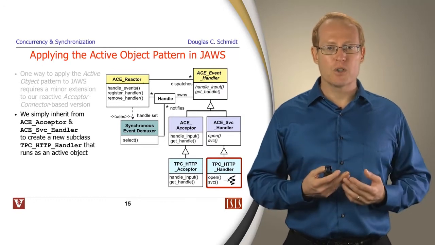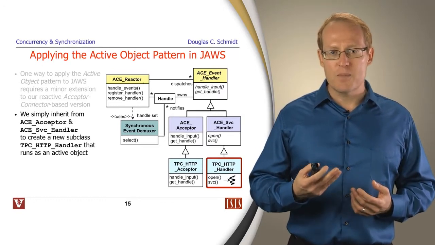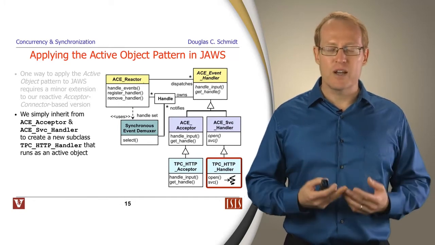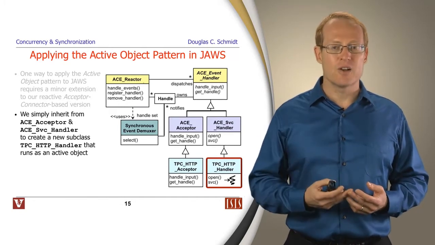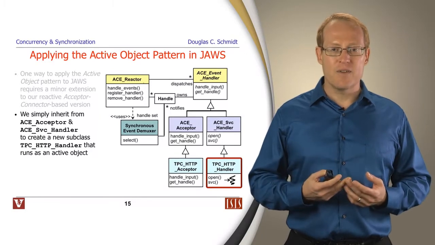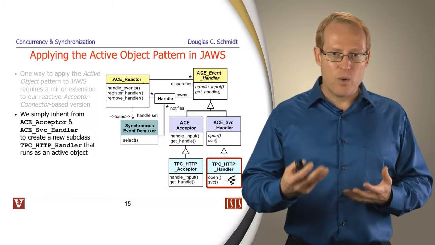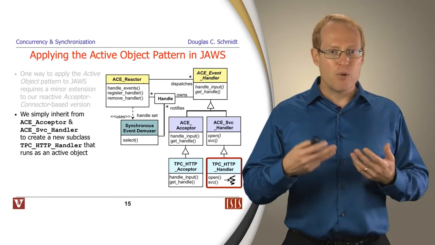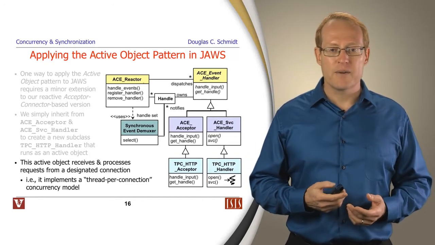So what we're going to do here is create some new capabilities that inherit from ACE acceptor and ACE service handler, and they're going to create new classes that run things as an active object as opposed to a reactive approach. In particular, we create a new subclass of service handler called TPC, for thread per connection, HTTP handler. And that's going to run as an active object, and it's going to receive the request data that comes in from a client on a per connection basis and process that data and then send it back.